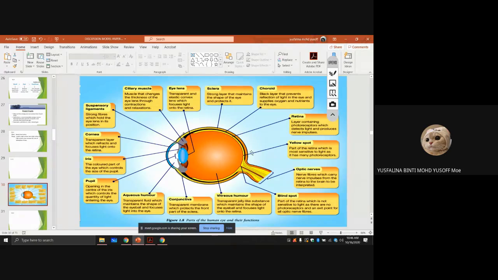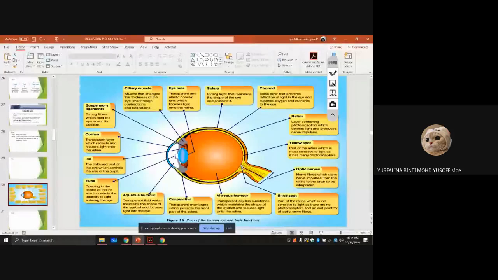And then the third layer is the retina. It contains photoreceptors, which detect the light and produce a nerve impulse. On the retina, there are 2 spots. The first one is called the yellow spot, which is the most sensitive to light because it has a lot of photoreceptors. And then the blind spot is the part of the retina which is not sensitive to light, as there are no photoreceptors and it is the exit point for all of the nerve fibers. So if the image falls on this spot, no image will be formed.